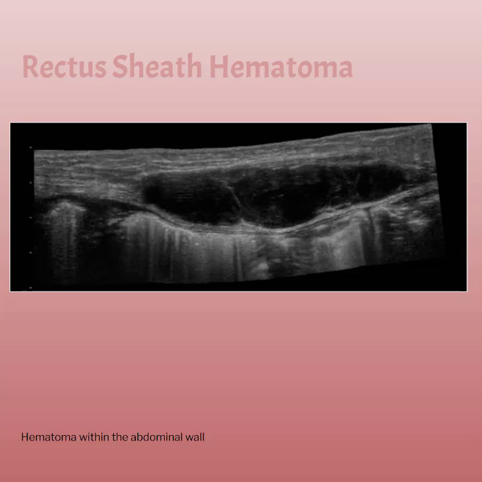And here's an example of a rectus sheath hematoma. We can see that it is above the rectus sheath. In between the covering and the skin line, we have a large fluid collection.